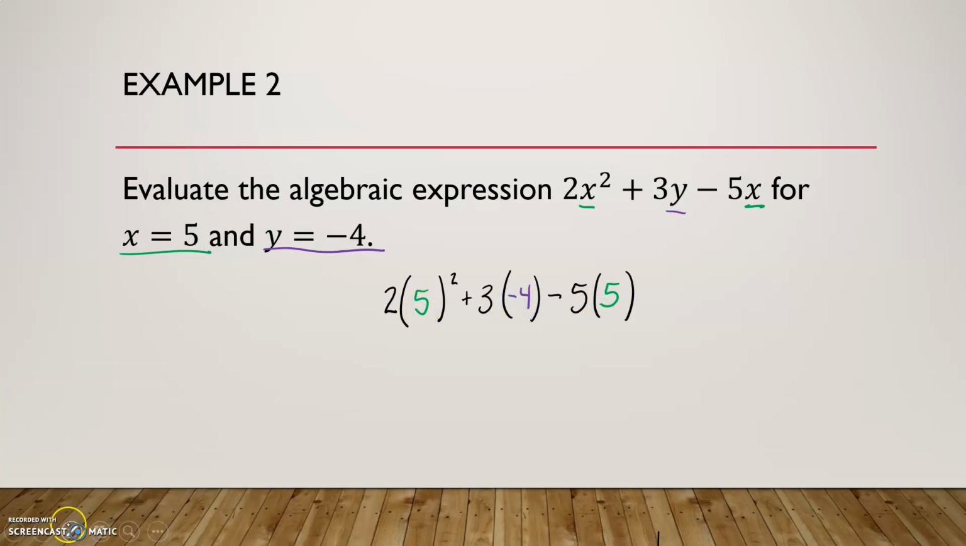So if I am doing my order of operations, I would do exponent first and get 2 times 25. Actually, I can leave that in parentheses. It doesn't matter if you use the bullet or the parentheses. It's going to give you the same thing.